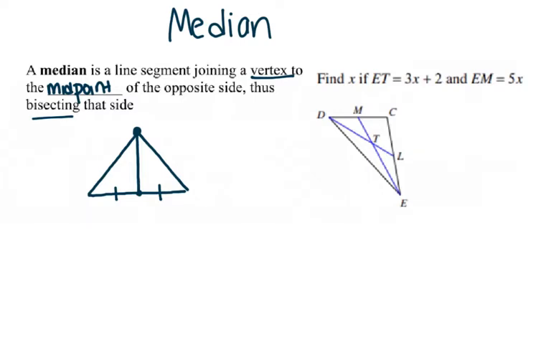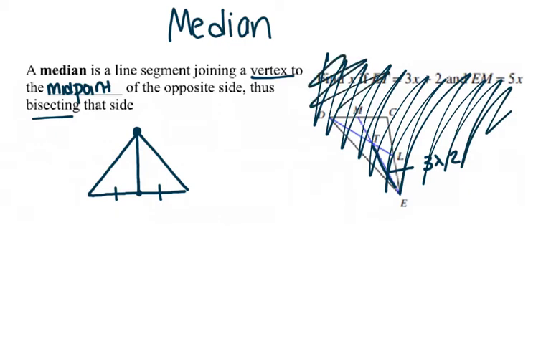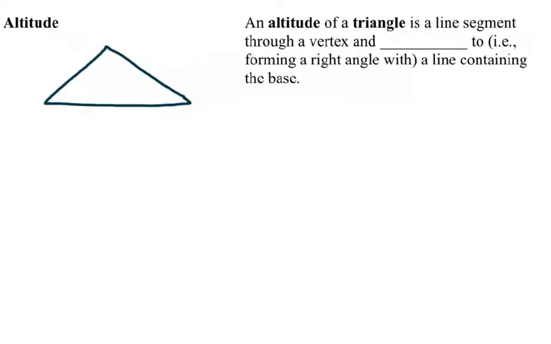find x, if ET, which is this line right here, is 3x plus 2, and EM is 5x. Actually, we're just going to scratch this out, I'm sorry, because I'm getting ahead of myself. We're going to do this in a later unit. I just want you to understand the definition of midpoint. It's a line from the vertex to the midpoint, and it bisects the opposite side. We're going to talk about what actually happens later.